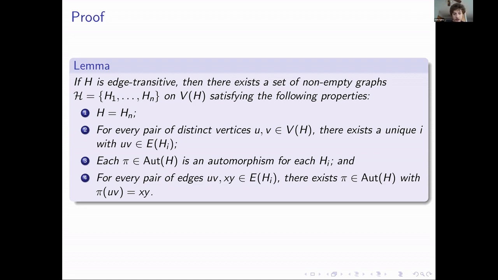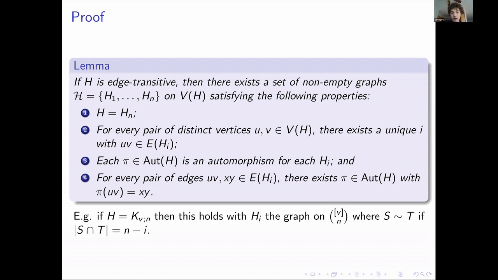So maybe we'll consider a concrete example. If H is the Kneser graph, then this statement holds if we let H_i be the graph whose, again, same ground set of n element subsets of V, where we make 2 sets adjacent to each other if their intersection has size n minus i.